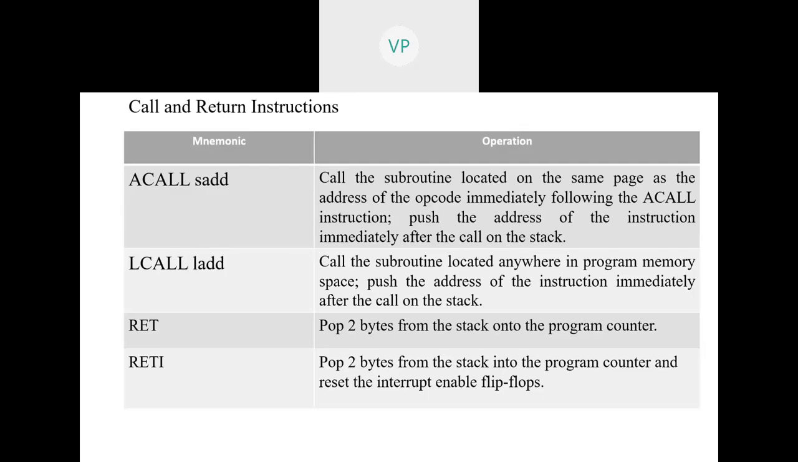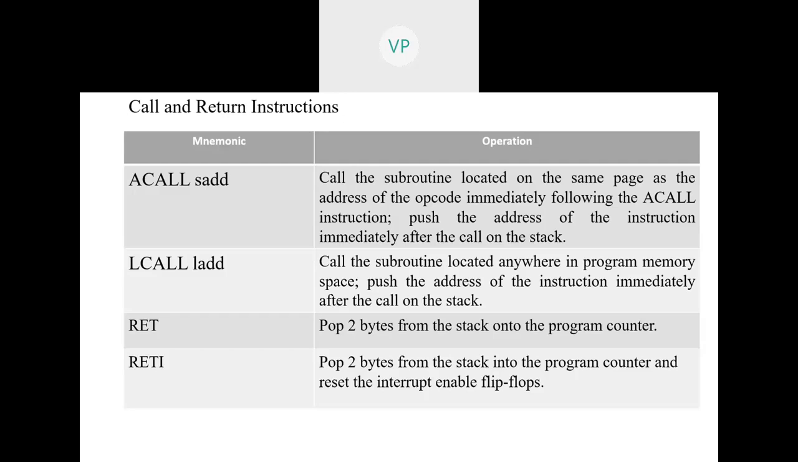What we have is ACALL, address. What it does is call the subroutine located on the same page as the address of the opcode immediately following the ACALL instruction. Push the address of the instruction immediately after the call on the stack. And what does ACALL mean? It takes a short absolute address.